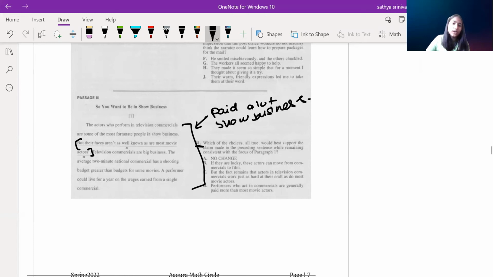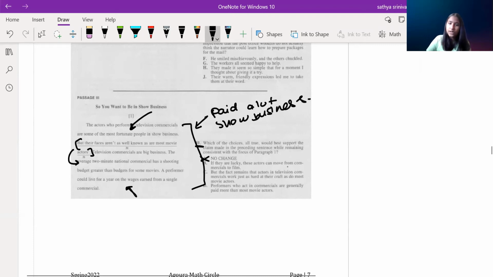And it's mainly about money, right? It's not more about the fame, but it's talking about how the budgets are big, they could live for a year on the wages earned, and they're fortunate, right? So it's mainly talking about money, right? So which one would make sense? Well, but their faces aren't as well known as most movie actors. Okay, that has nothing to do with what is being talked about after the sentence, right? So A is not the right answer.